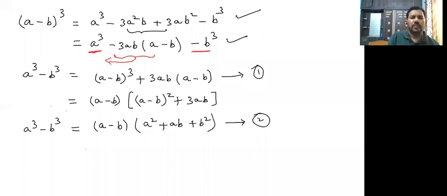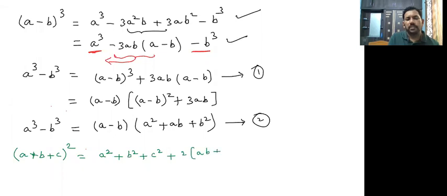Next, I am going to write (a + b + c)². Here this is a trinomial expansion, so now we can't use that Pascal's triangle. That is only for binomials. Trinomials have another method, which is no need to discuss now. The (a + b + c)² formula you already know very well: a² + b² + c² + 2(ab + bc + ca).